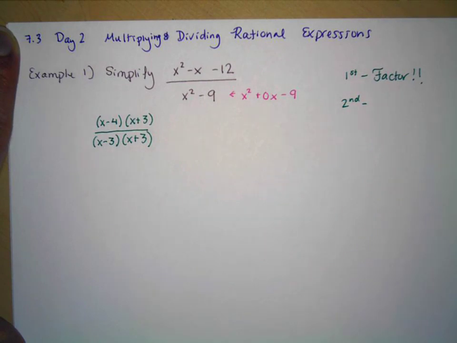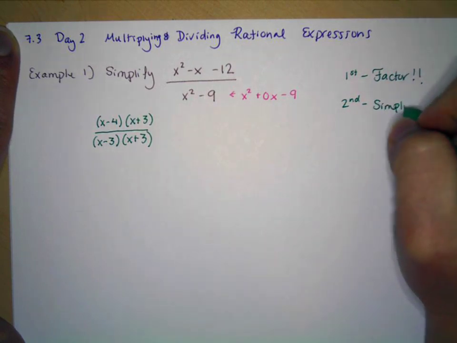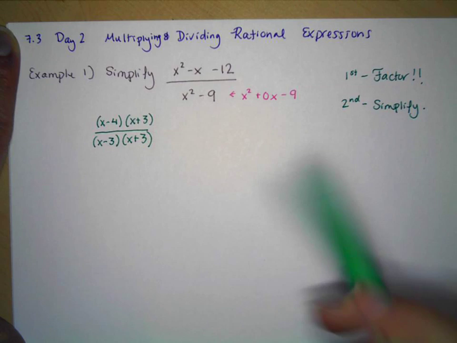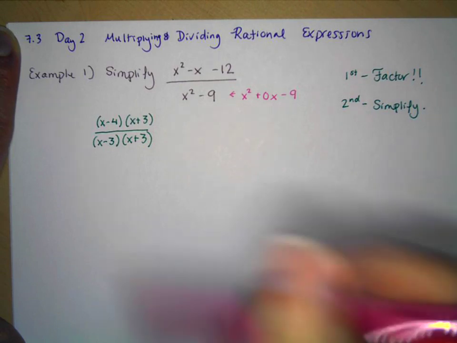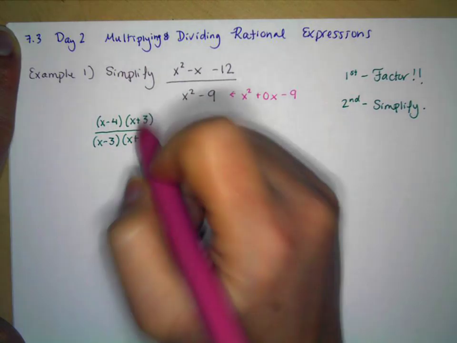The second thing we're going to do is to simplify. If a factor is in both the numerator and denominator, we can cancel it out. So in this case, since we have an x plus 3 in the denominator and the numerator, we can cancel them out.